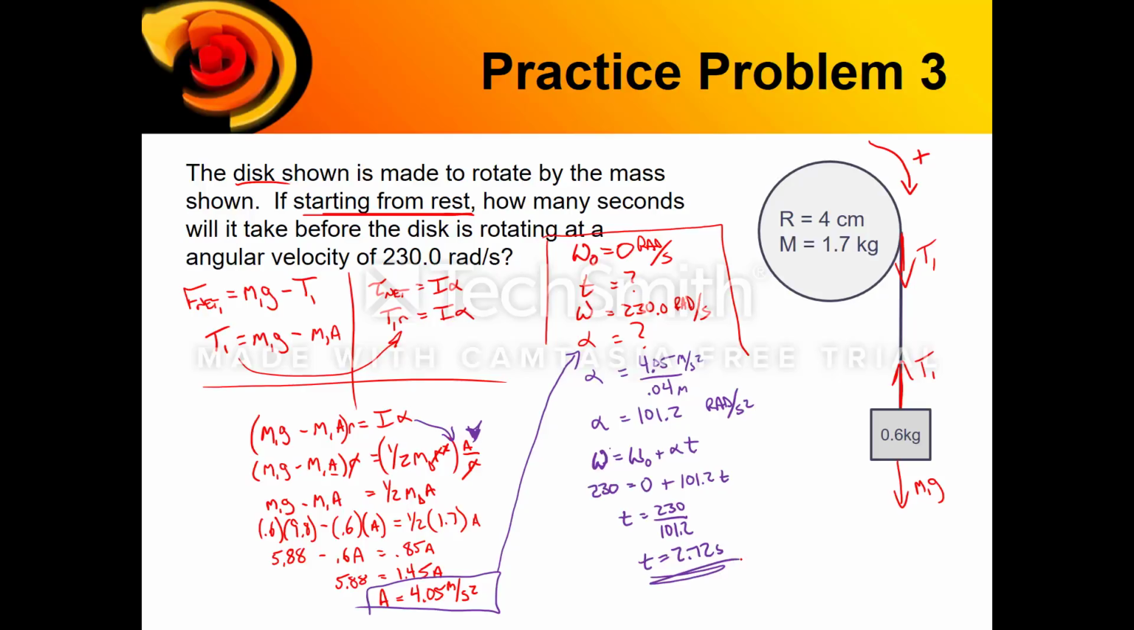So it'll take about 2 3/4 seconds to get that disk spinning at that speed. Again, it's a combination of our Atwood's machine, but recognizing that at some point we've got to deviate from what we normally do and go from that Atwood's machine information to a rotational kinematics problem.